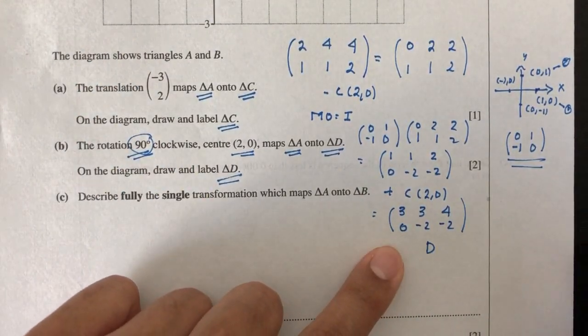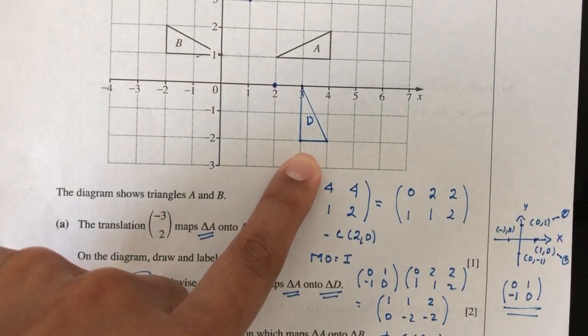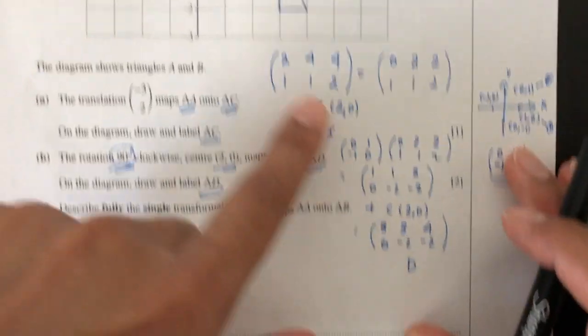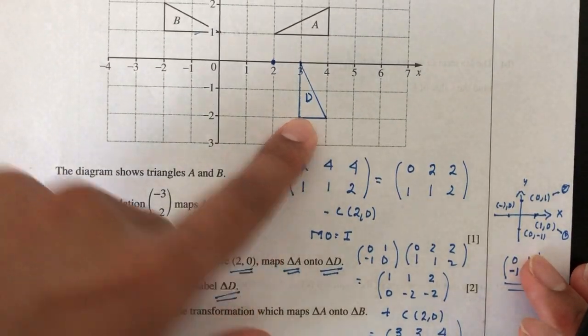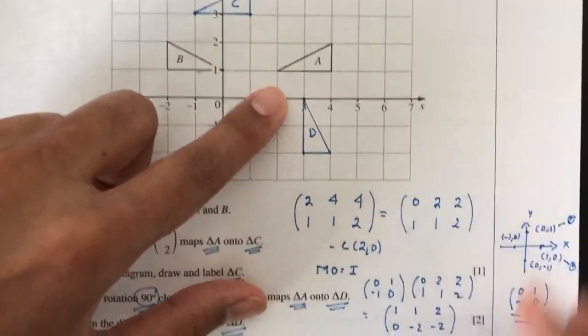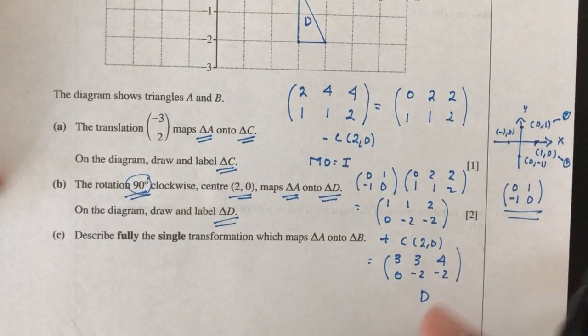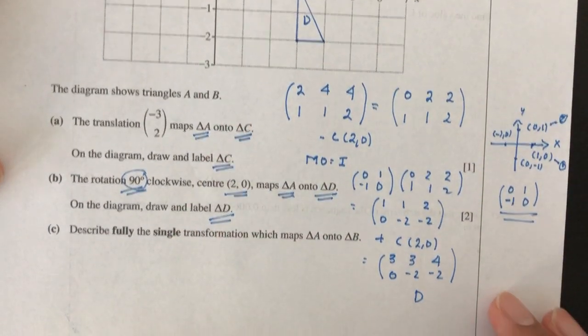So let's do that. First point is (3, 0), so (3, 0) will be your first point here. Second point will be (3, -2), so (3, -2) is here. And the last one is (4, -2), it will be here. So you have the same triangle. So two methods. One is by directly trying to rotate, and second one is by using matrix. Both are okay, and both will give you the same answer.